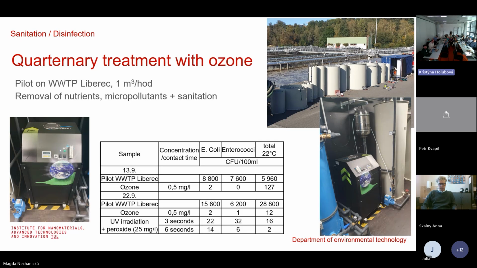This is our pilot. Here is the unit for ozone production. The capacity is about 1 cubic meter, and here maybe you can see, or you can see later on, there is a very strong decrease in microbial contamination. Also, we are focused on E. coli for total numbers, and we are able importantly to decrease sometimes to zero the microbial contamination.